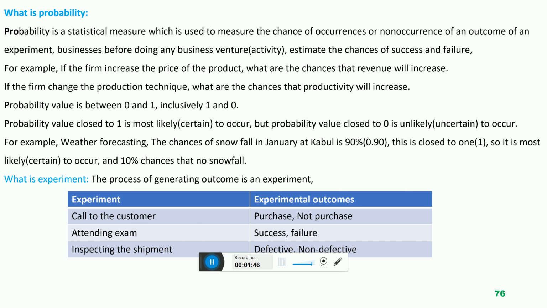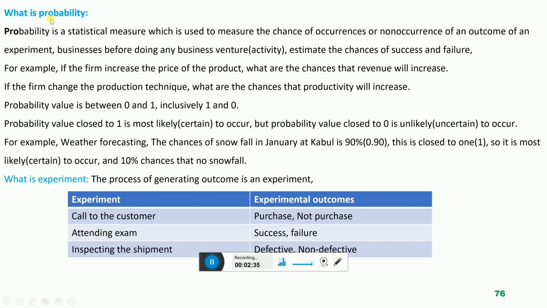Similarly, before changing the production technique, the producer estimates the chances using the statistical tool probability, that is, how much are the chances that if the company changes the production technique, the productivity of the company will increase. So probability is a statistical measure which is used in business to estimate or measure the chance of the occurrence of any particular business activity or event.